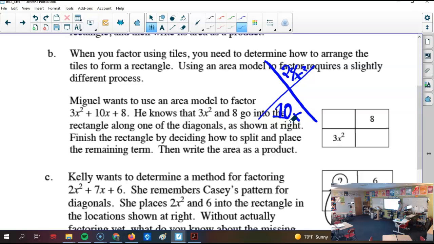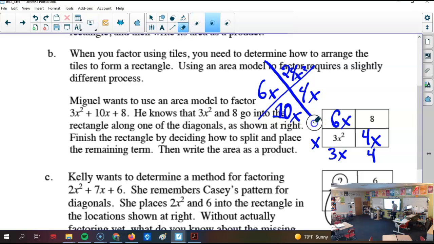This is why this technique is so convenient. Our brains are trained to think about numbers and put them together, like 6 and 4. So 3x plus 4 times x plus 2. Let's double check that it all works. And yeah, there we go.